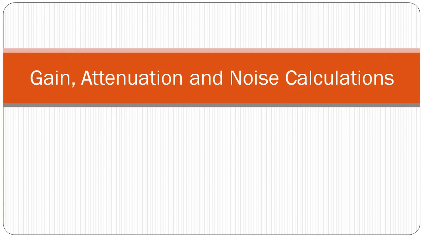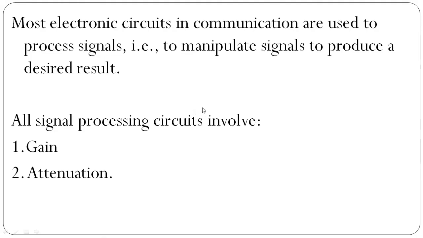Okay, so let's discuss gain, attenuation, and noise calculations. So most of the electronic circuits in the communication are used to process signals, no? For example, to manipulate signal in order to produce a desired result. So sa lahat ng signal processing circuit, lagi yang merong gain parameter at saka yung attenuation parameter. Okay? So discuss natin isa-isa to, no? And let's have an example on each case.